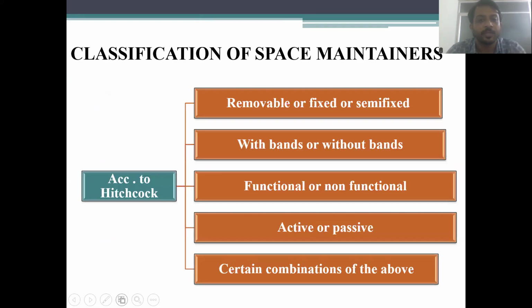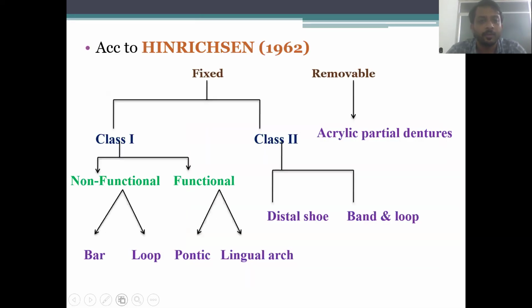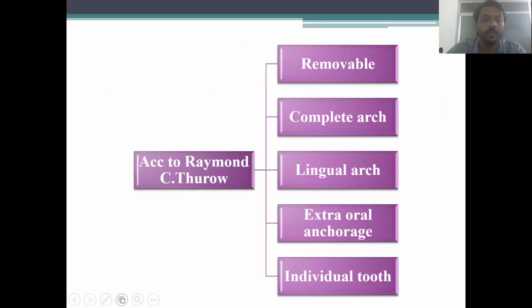So moving on to classification. According to Hitchcock, space maintainers are classified as removable, fixed or semi-fixed, with bands or without bands, functional or non-functional, active or passive, and certain combinations of the above. According to Hinrichsen in 1962, it is classified into fixed and removable. Under fixed, there is class 1 and class 2. In class 1, there is functional and non-functional, whereas in class 2, it is distal shoe and band and loop. And removable are acrylic partial dentures. According to Raymond C. Thurow, it is classified as removable, complete arch, lingual arch, extraoral anchorage, and individual tooth.